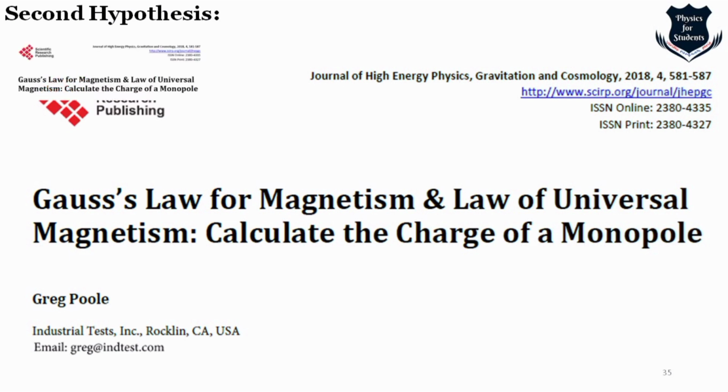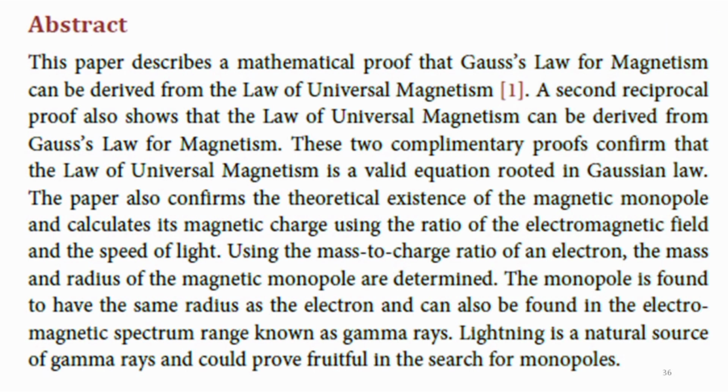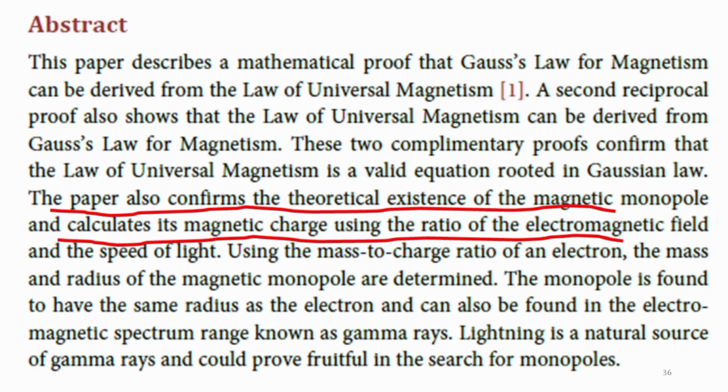So in this particular part, what we see is this one. The abstract tells the most important thing: this paper confirms the theoretical existence of the magnetic monopole and calculates its magnetic charge using the ratio of the electromagnetic field and speed of the light. I have given the original paper in the description box of this video. If you want, you can go. So this is actually the abstract which claims to prove this.